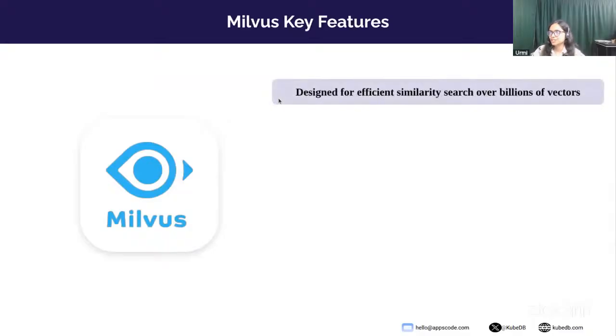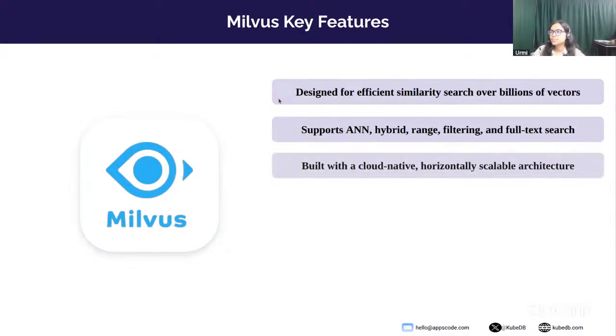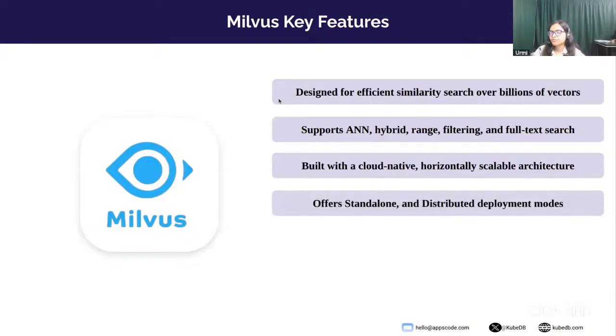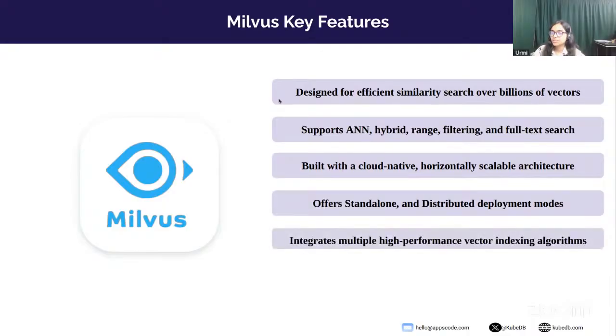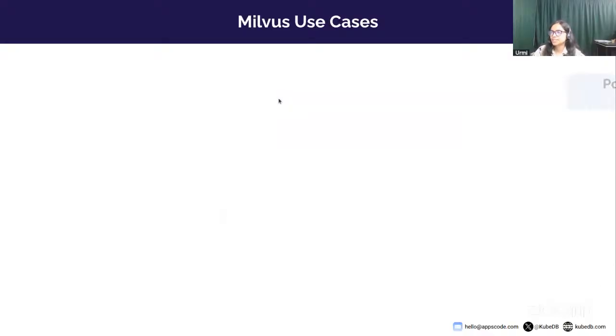Now, Milvus key features. Milvus is mainly designed for efficient similarity search over billions of vectors. It supports ANN hybrid range filtering search. It is built with a cloud native horizontally scalable architecture. It offers both standalone and distributed deployment modes. It integrates multiple high performance vector indexing algorithms along with enabling cost effective storage with hot cold tiering and multi tenancy.